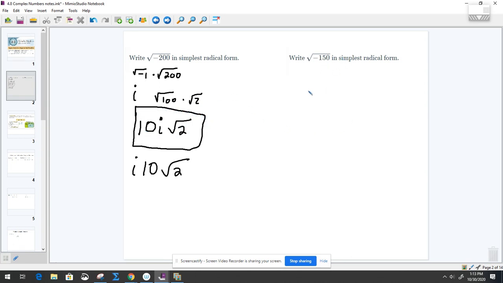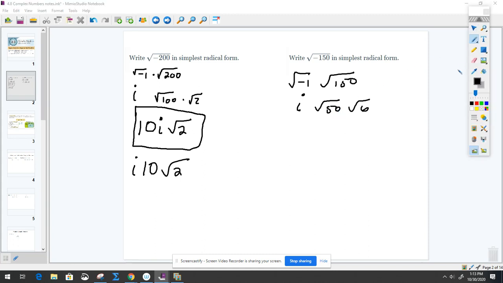So if I look at the square root of negative 150, again, I'm going to break this down to the square root of negative 1 times the square root of 150. And now I'm looking to break this down for perfect square factors. So it'd be i, square root of 50, square root of 6, which would be, does that work? No, not 50, 25. Okay.